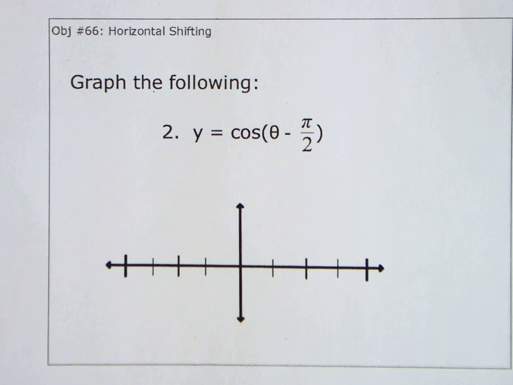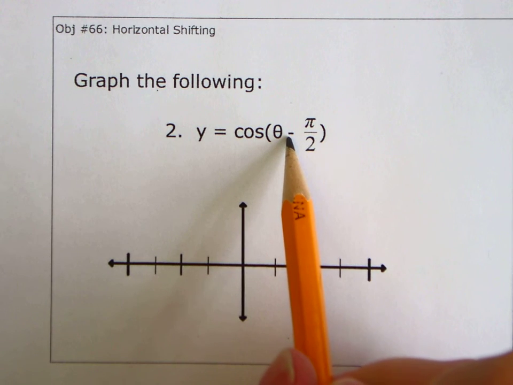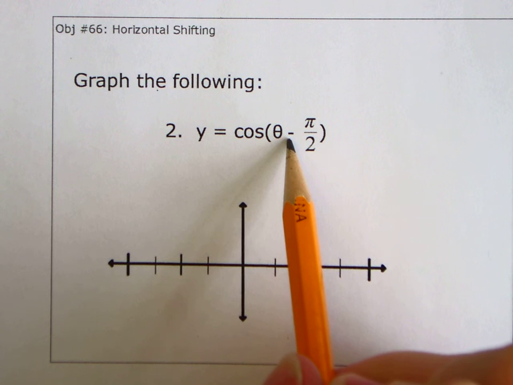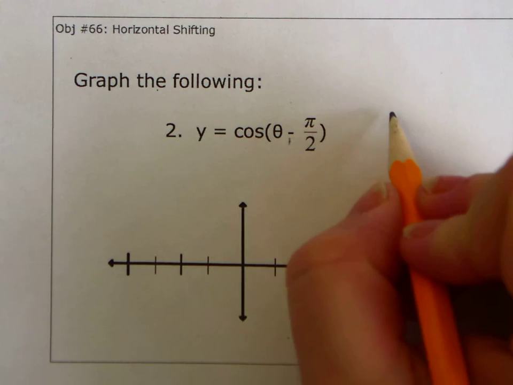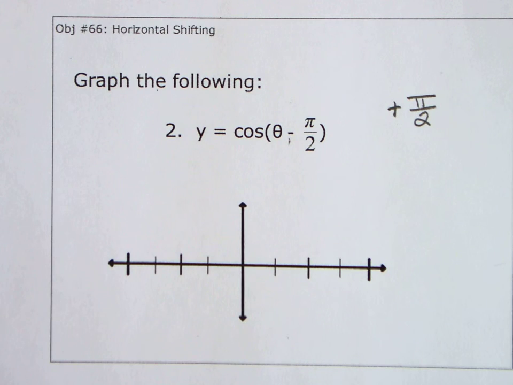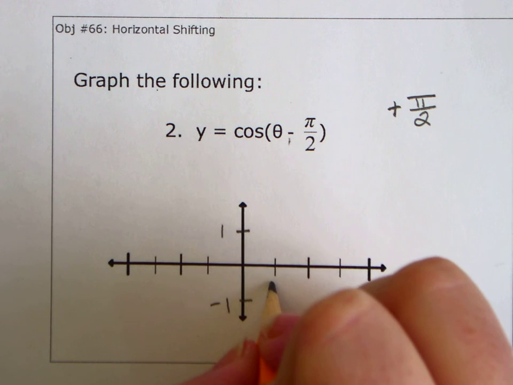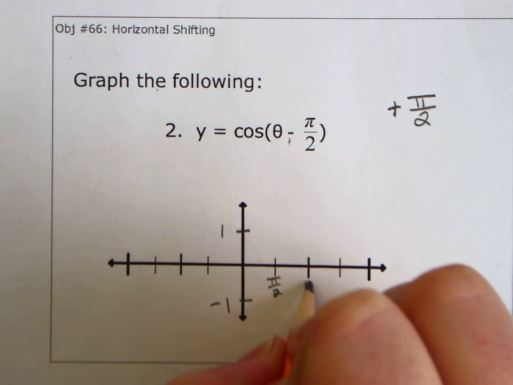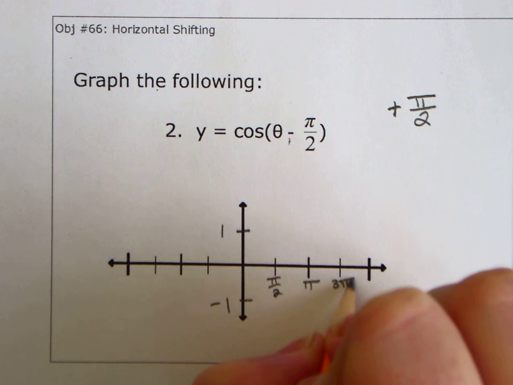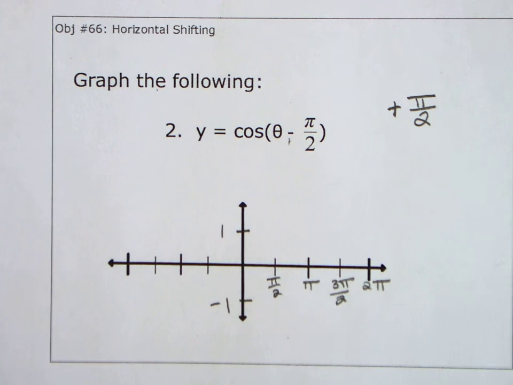All right, cosine of theta minus pi over 2. This time we're shifting pi over 2, but in the opposite direction. So what do you do to the minus? We're going to reverse it. So it's going to be plus pi over 2. So we're going to be starting at pi over 2 this time. All right, 1, -1, pi over 2, pi, 3 pi over 2, 2 pi. And then you can label the other side too.